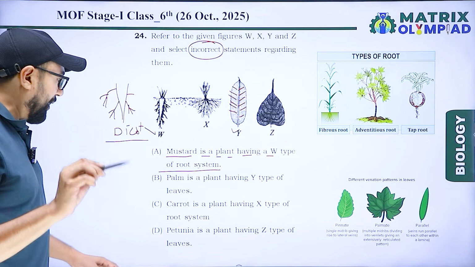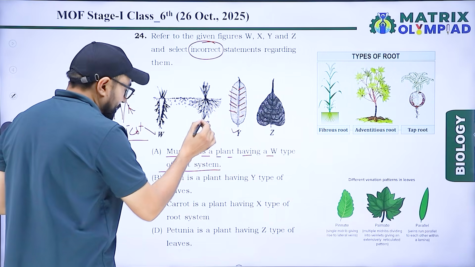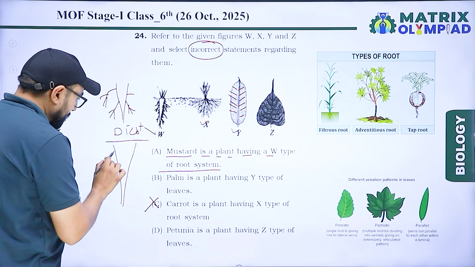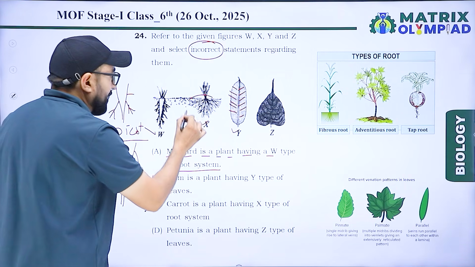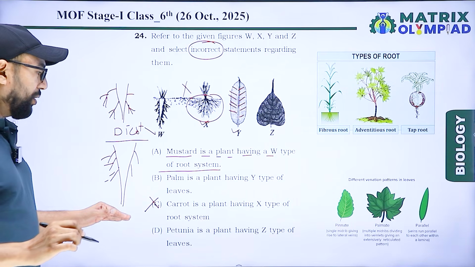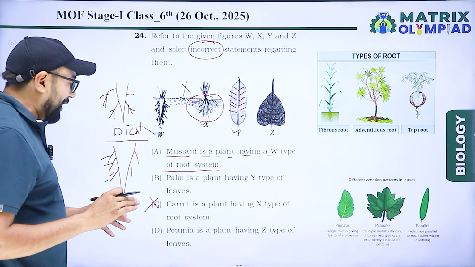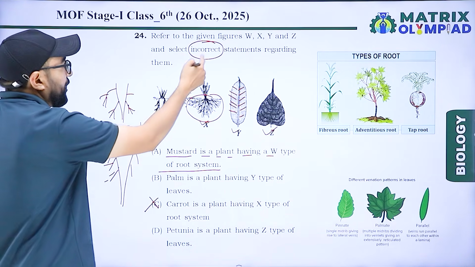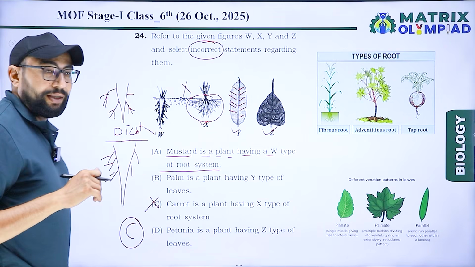Carrot is a plant having X type of root system. X type of root system, that is wrong. In carrot, fibrous type of root system is absent. So that is wrong. Petunia is a plant having Z type of leaf. That is right. So option C is the incorrect statement. Option C is the right answer for this.